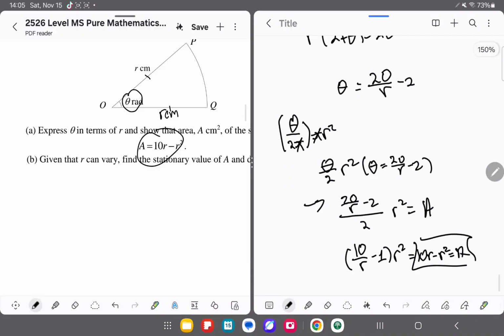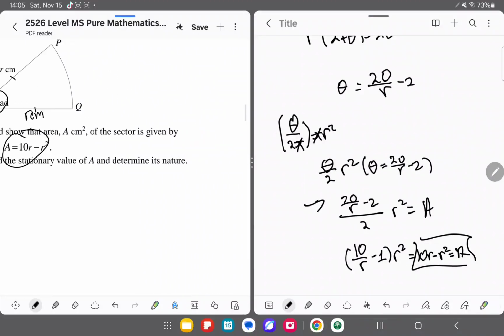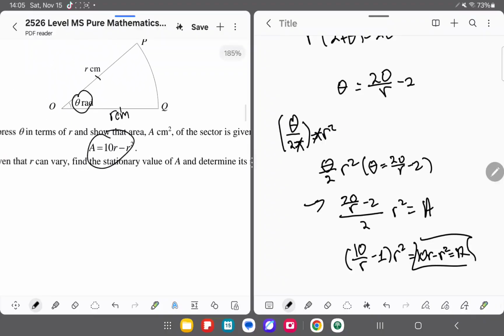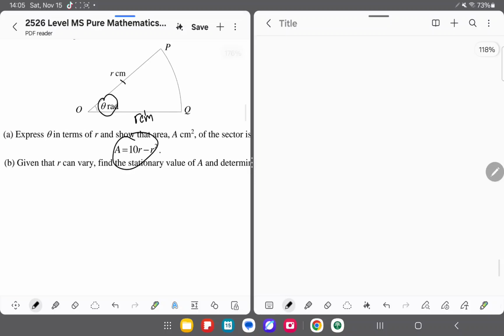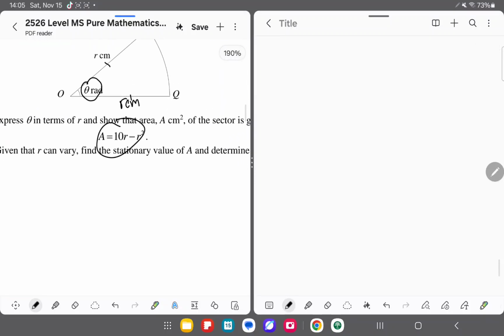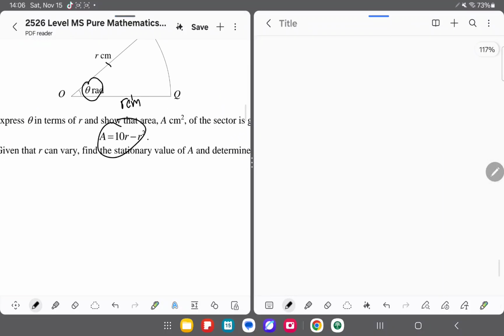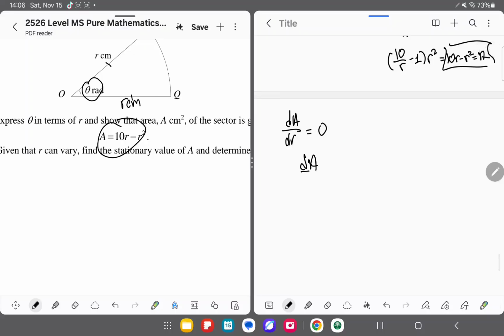Given that r can vary, find the stationary value of A and determine its nature. Now to do that, given that r can vary, let's look here. To find the stationary value of A, we have to derive the area with respect to r, so dA over dr. To find the stationary value of A, we must set the derivative equal to 0. First, we get the derivative dA over dr is equal to 10 minus 2r.